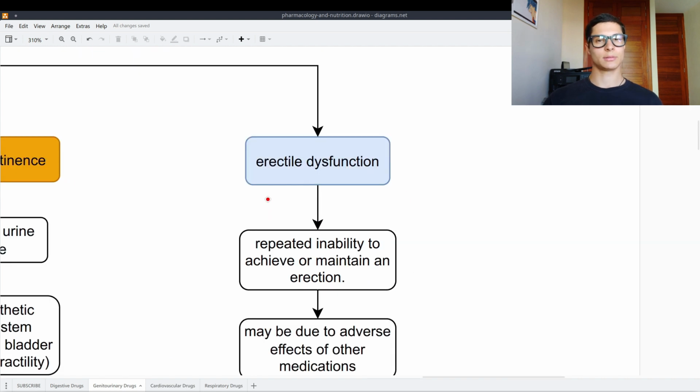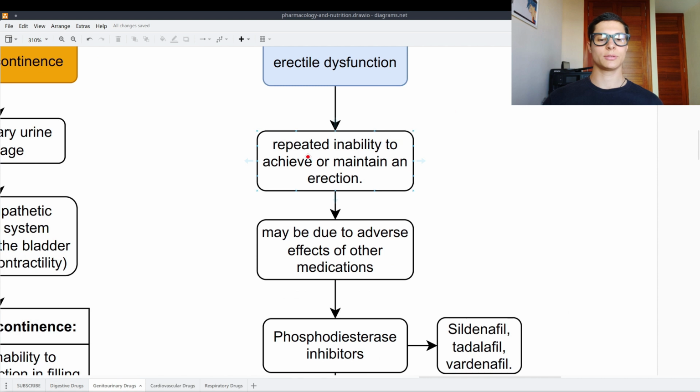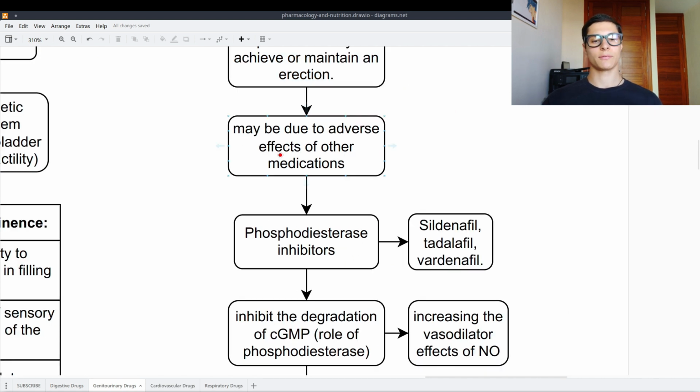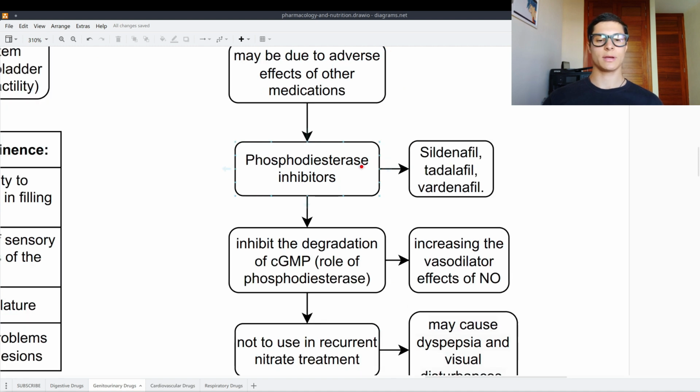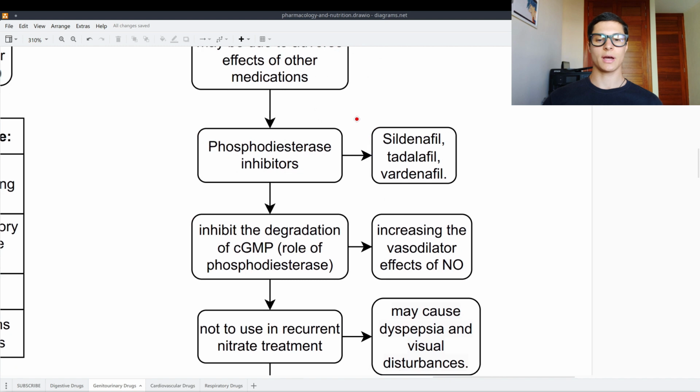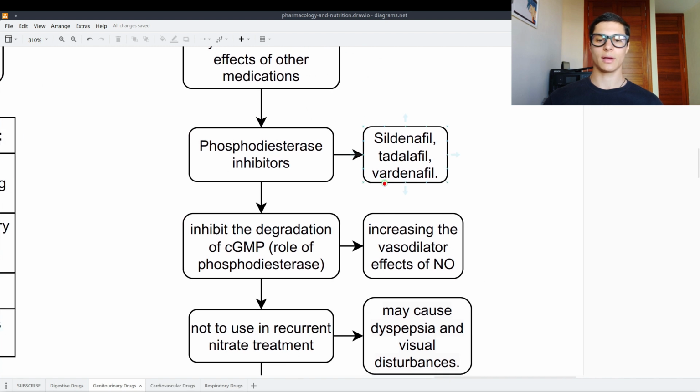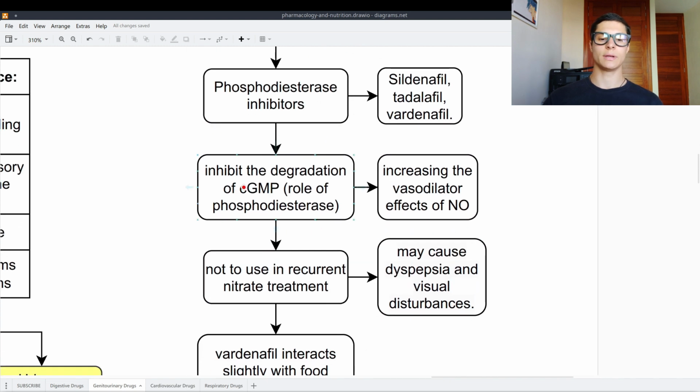And last but not least, we have erectile dysfunction. It is the repeated inability to achieve or maintain an erection. It may be due to adverse effects of other medications. And here we have the phosphodiesterase inhibitors. To be precise, sildenafil, tadalafil and vardenafil. What they do is inhibit the degradation of the cyclic GMP, because the degradation of the cyclic GMP is the role of the phosphodiesterase.